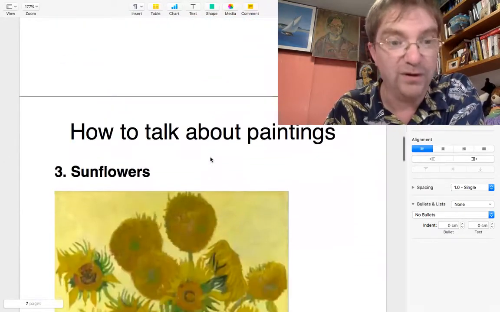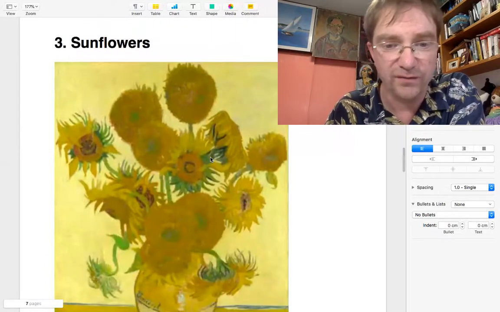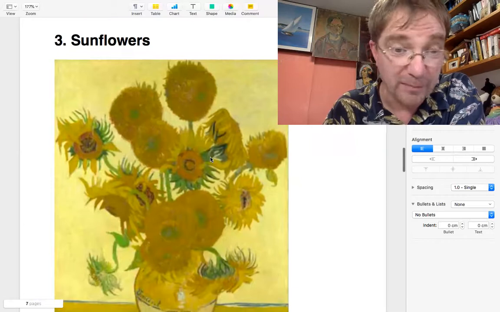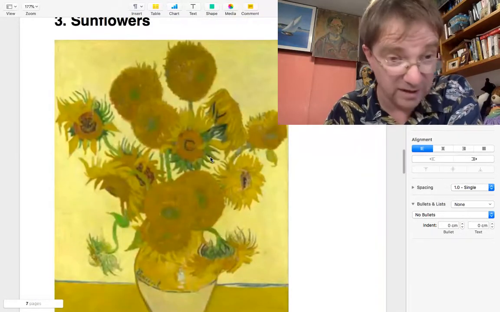Now, here's another famous one. This is Sunflowers by Van Gogh, about the same time as this picture, 1870, 1880.